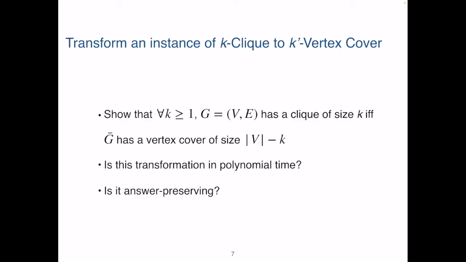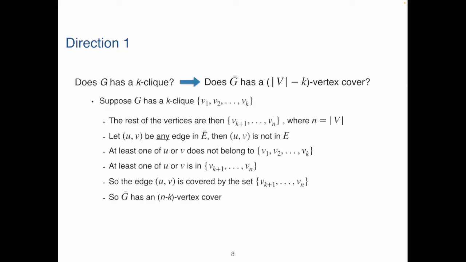Is this transformation in polynomial time? Yes, constructing the complement of a graph is in polynomial time. Is this transformation answer preserving? Let's prove this by showing the two directions. Direction 1: when G has a k-click, can we show that G complement has a vertex cover? You can pause and read through the proof process.